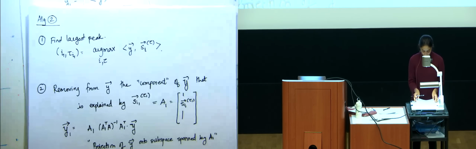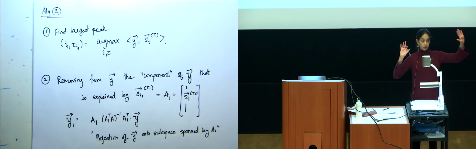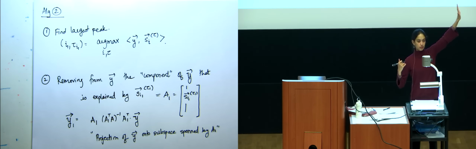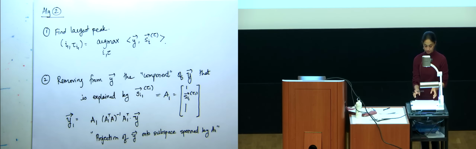Sorry, we're not going to use the correlation. I misspoke. We're going to use the projection. That was a verbal typo. We're not going to use the correlation, we're going to use the projection. And remember, the projection is just a normalized version of the correlation.